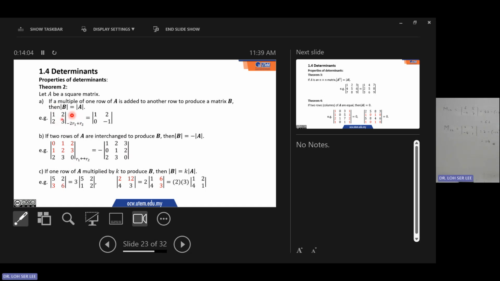So if we reduce the matrix by using this, basically there are no changes in the determinant. The determinant of this matrix is still equal to the determinant of the new matrix. This is a row operation.